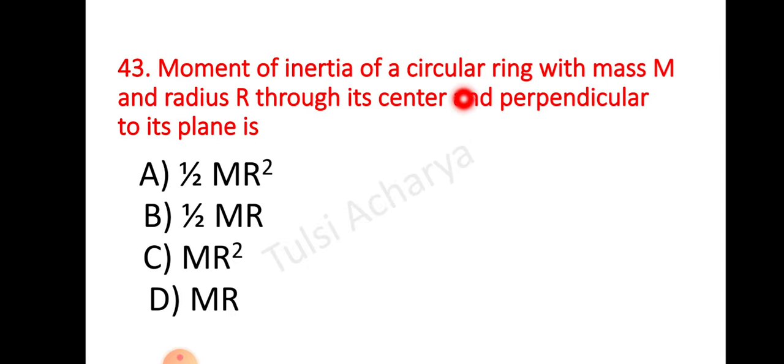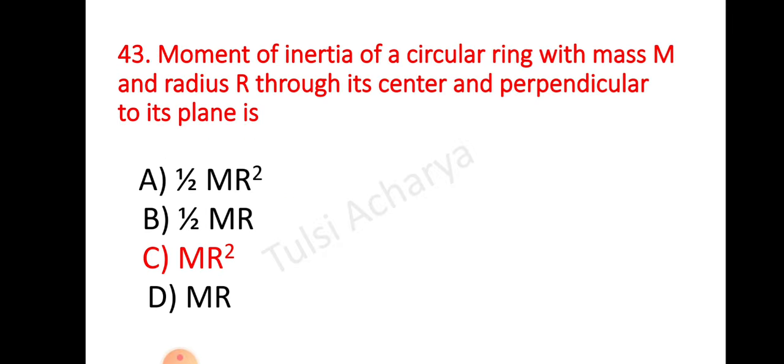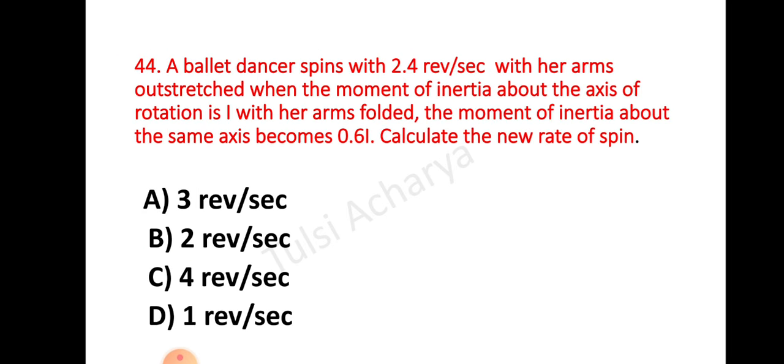Moment of inertia of a circular ring with mass m and radius r through its center and perpendicular to the plane is given by m r square. Option choice C is the correct one for question number 43. Now let's move to question number 44.